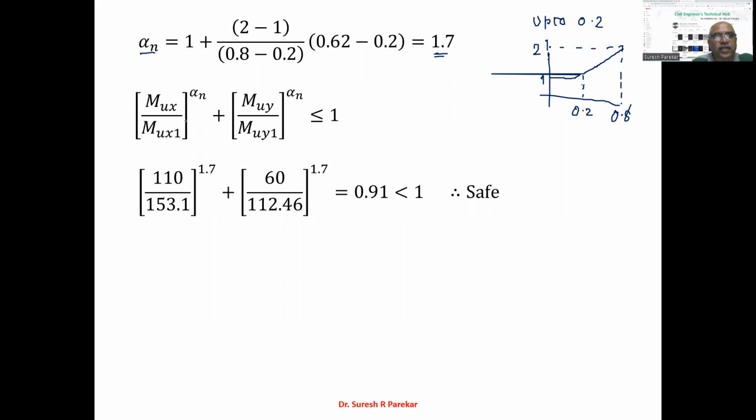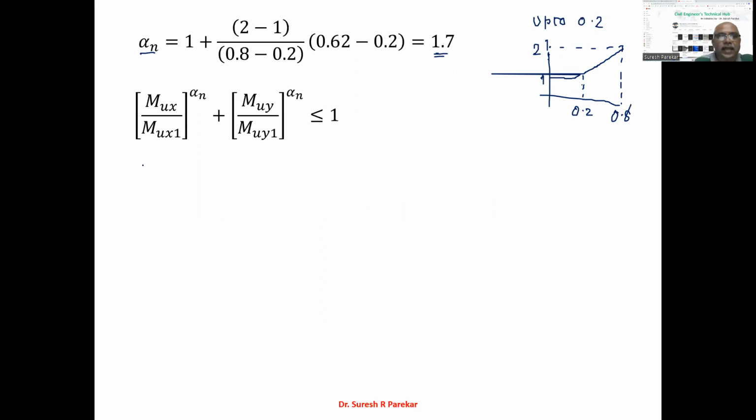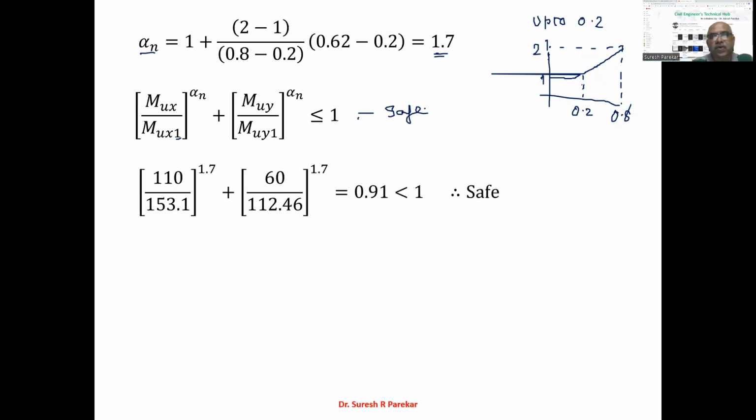So now we will substitute these values. We have this formula in the IS code: MUX upon MUX1 to the power alpha n plus MUY upon MUY1 to the power alpha n should be less than or equal to 1, then only my column is safe. Then I substitute the values and I get 0.91, which is less than 1, and therefore safe.